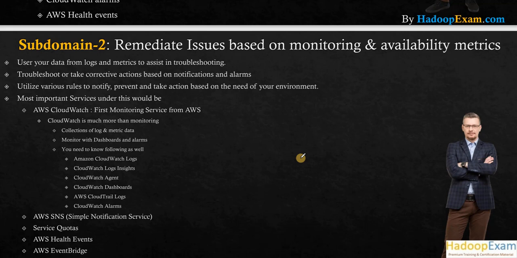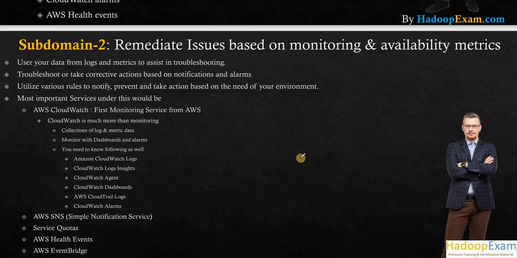The most important services under this would be AWS CloudWatch, the first monitoring service. If you have been in AWS for a long time, you would know that AWS CloudWatch has been available since 2010, and it has been improving since then. CloudWatch is much more than monitoring. It can collect logs and metric data, monitor with dashboards and alarms, and it helps you create alarms.